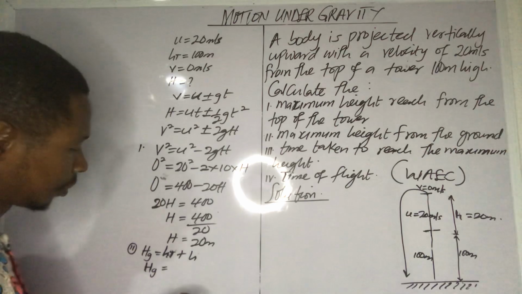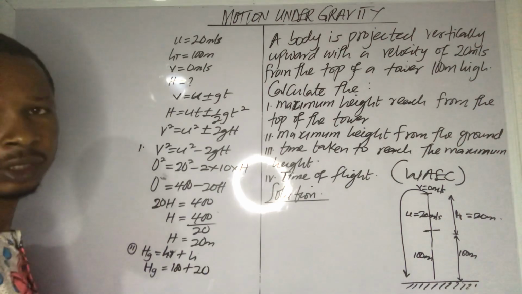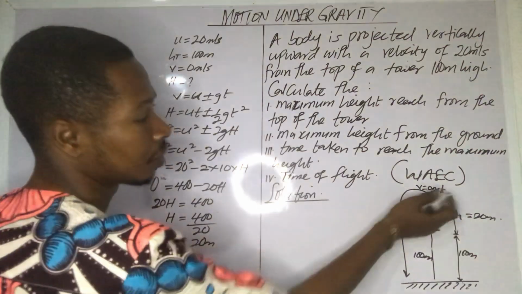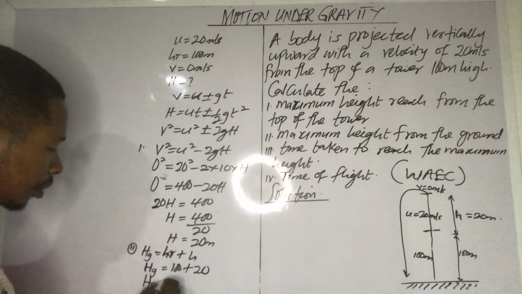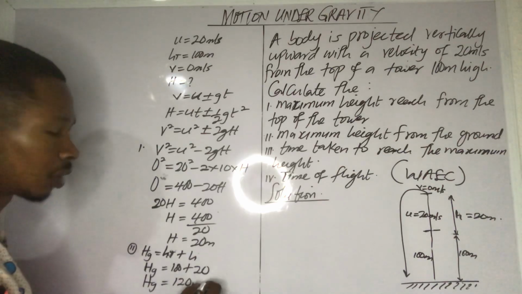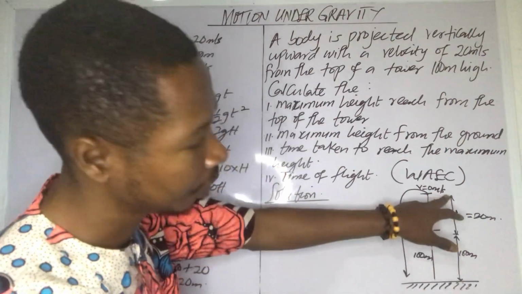Height from ground level will be equal to 100, the height of the tower, plus 20, the height from this place to this place. So you have h_g equal to 120 meters. That's the maximum height reached from the ground level, from here to this place.